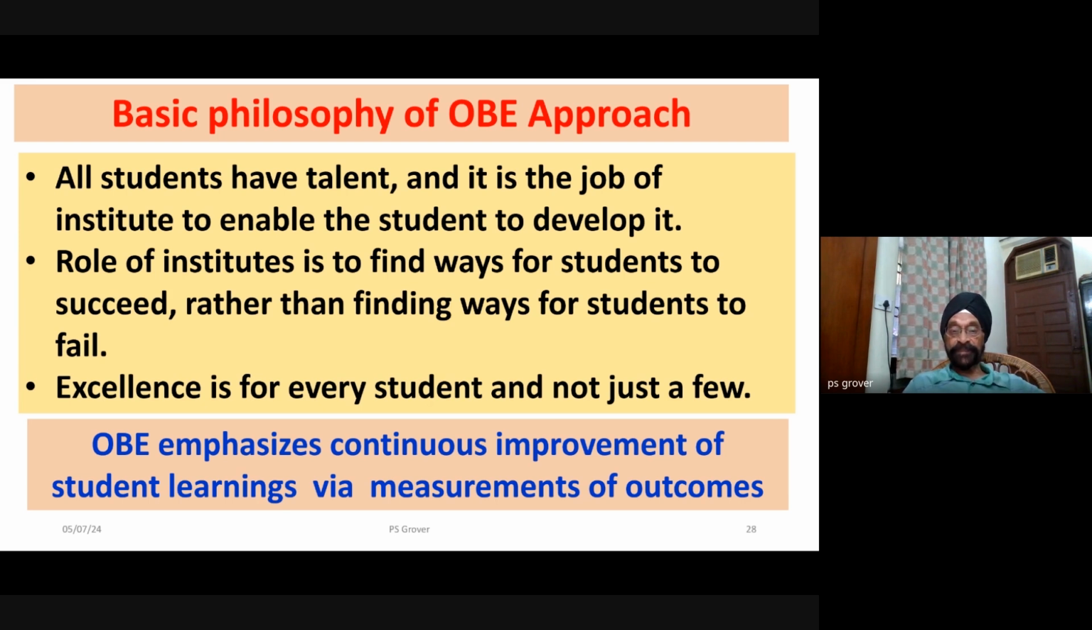How can it do that? It can do this if we keep in mind what the attributes for success in life are, what the employability skills are, what the industry or life needs, what skills are needed to be prosperous, to be healthy, to be happy in society. So keep that in mind. OBE says experience for every student, not just for a few. This means OBE emphasizes continuous improvement of student learning and measurement of outcomes.